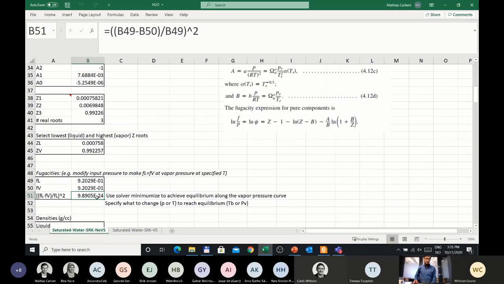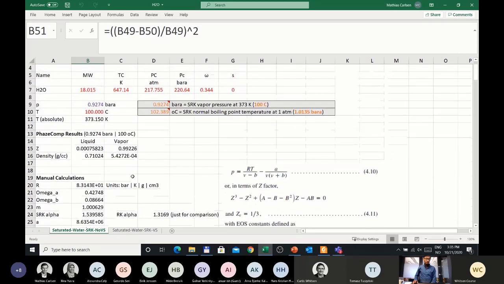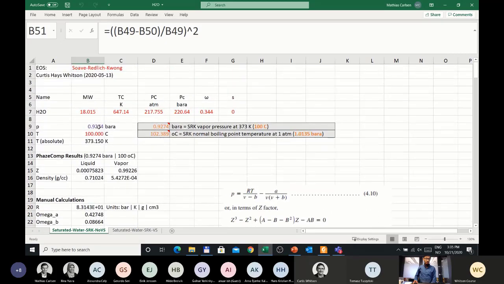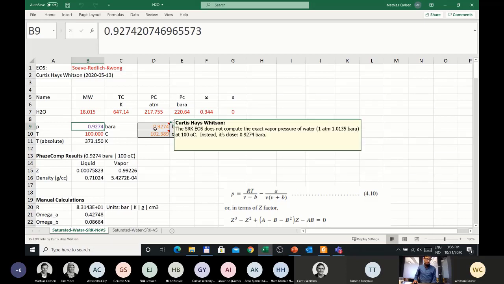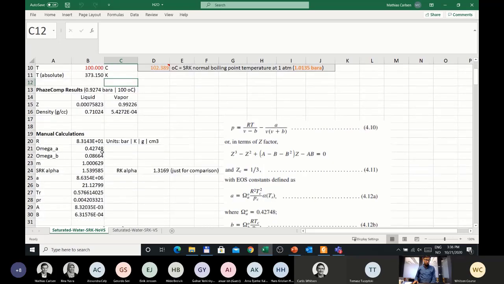So we see that it's minimized to exponent -24, which is good, and the value we get using the solver is 19274, which is essentially the same as 19274 from FaceCom at 100 degrees C. So that's the vapor pressure calculated by the SRK equation of state model at 100 degrees C for water.